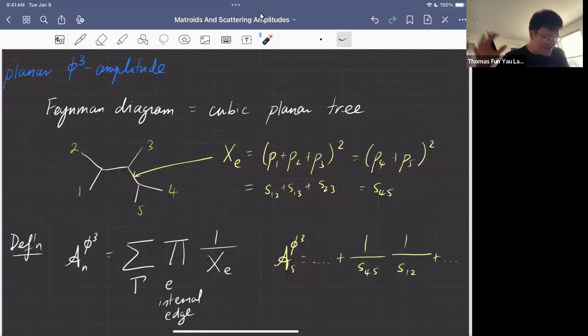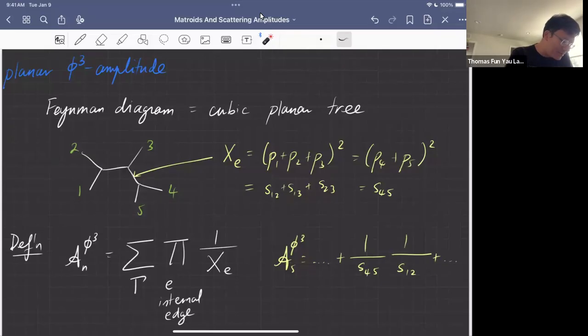Planar is just to make what I'm about to say for the rest of the talk a little bit easier. In principle, you should actually sum over non-planar ones as well, but there's a way to reduce to this case. So the finitely many summands are indexed by these things called cubic planar trees.